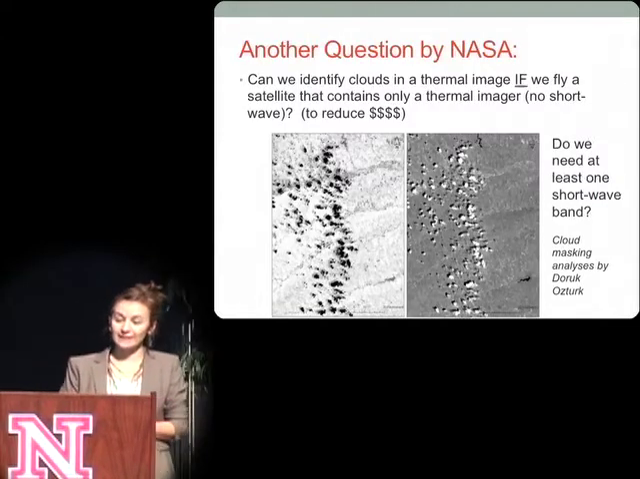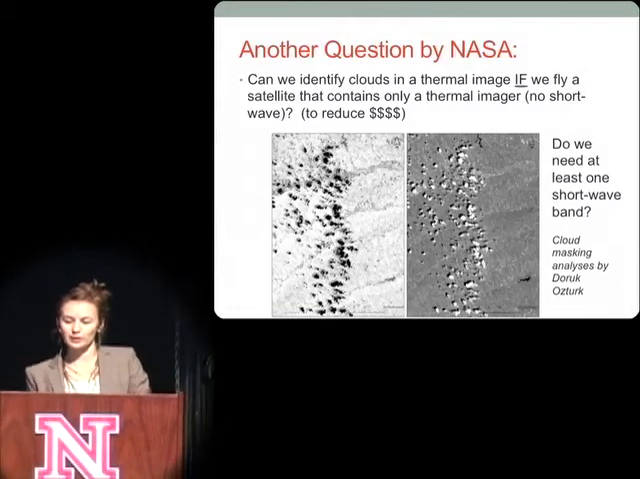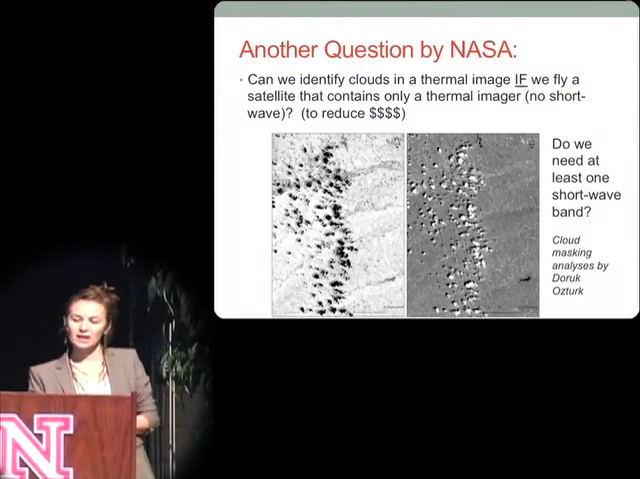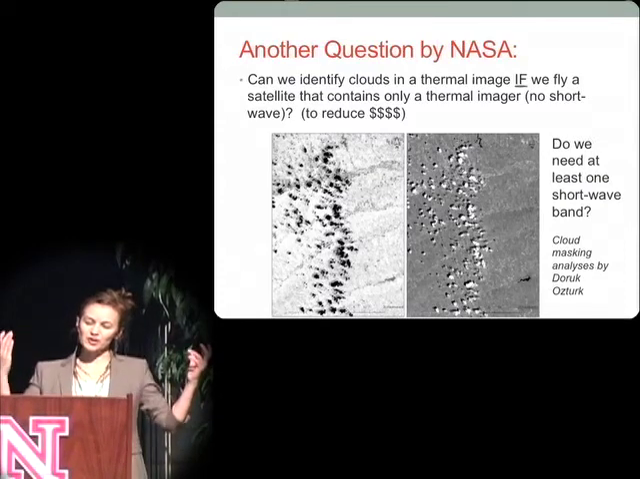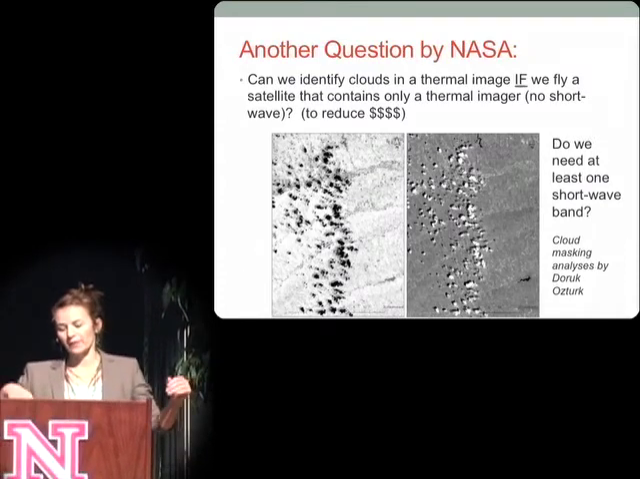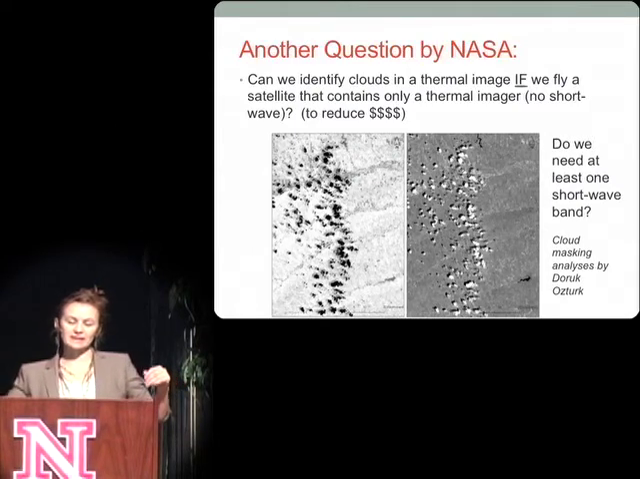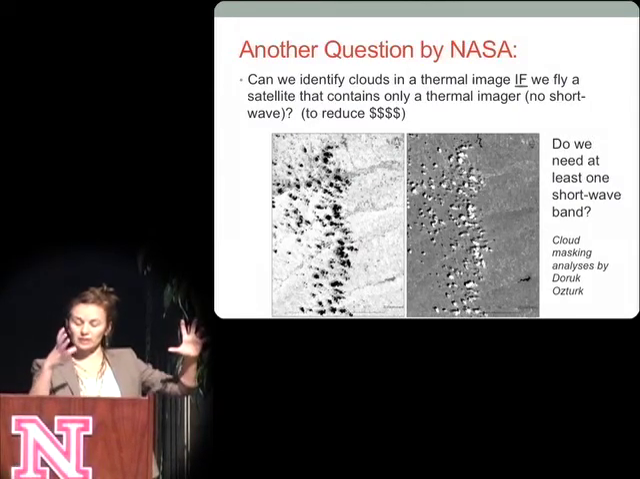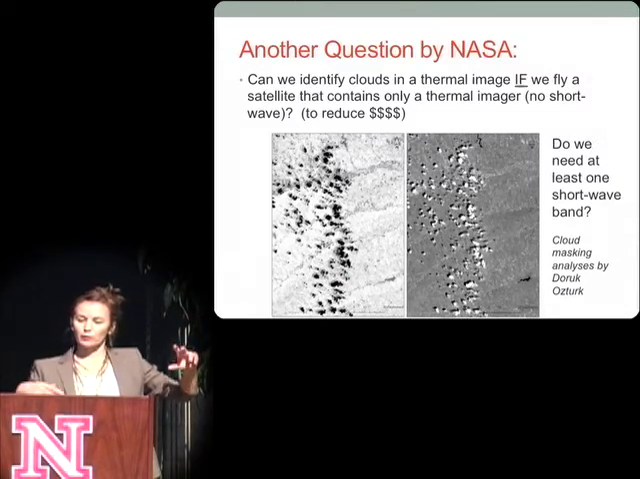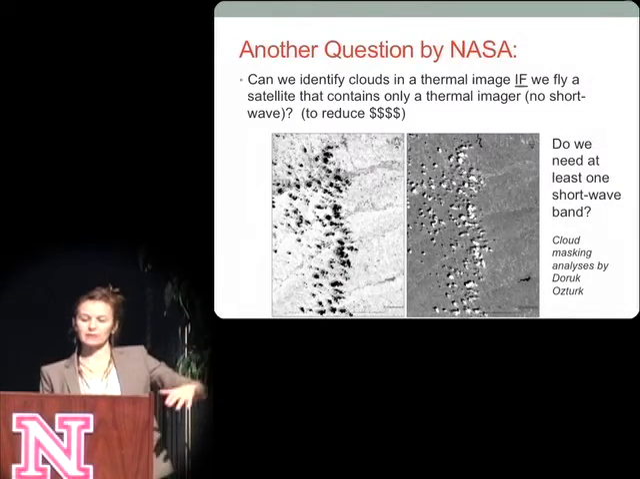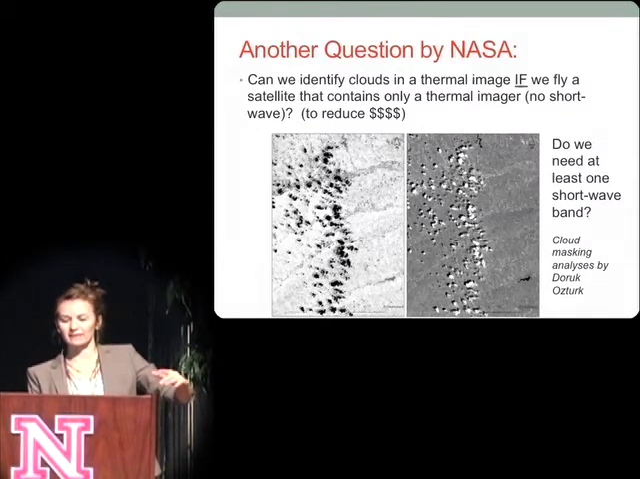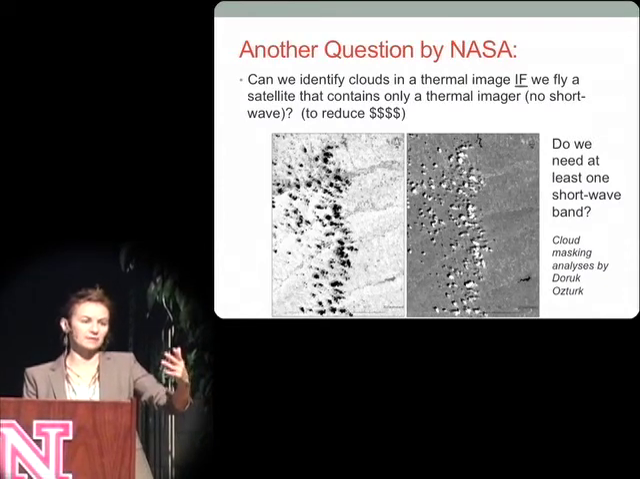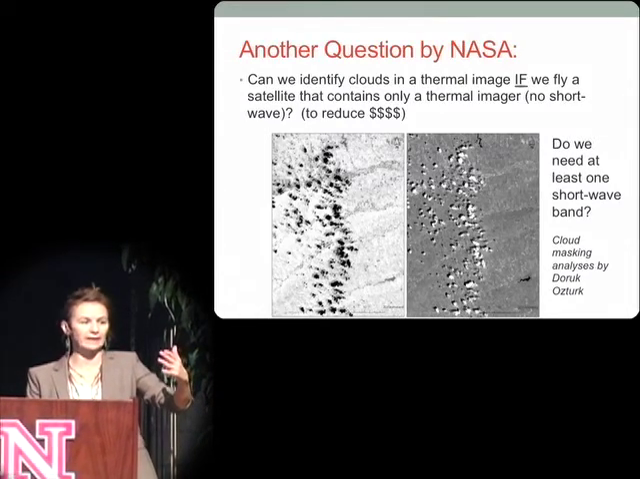Another question that NASA, again, raised, Doruk Öztürk, my graduate student, has been working day and night over this. Again, getting this shortwave data from the Sentinel European satellite, or having sensors on two satellites. What if we launch a small sat? We give you guys a thermal band. Is it good enough? Do you need another band, another shortwave band?